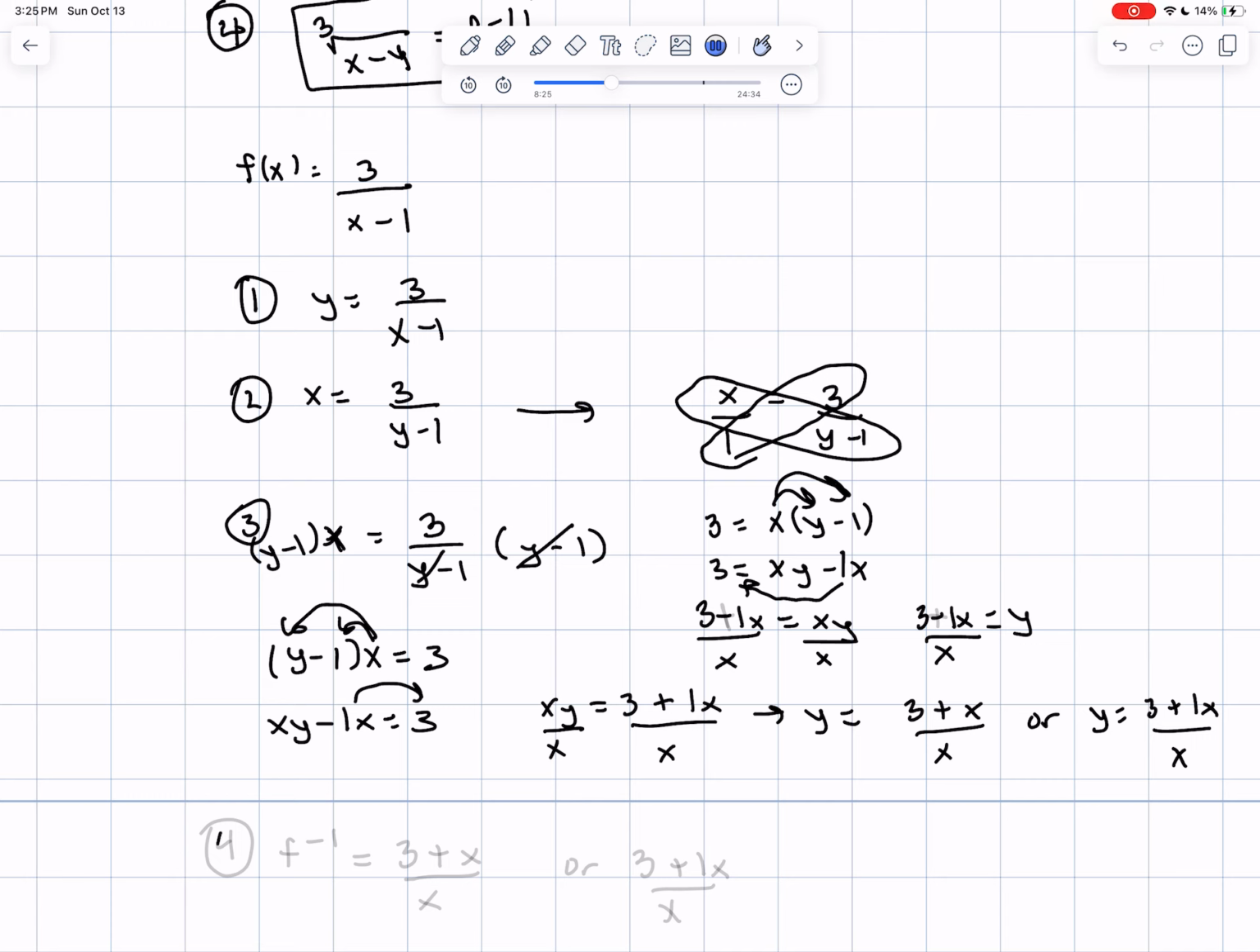That means number 4 is I have to do f to the minus 1 equals 3 plus x over x, or either one will be fine.